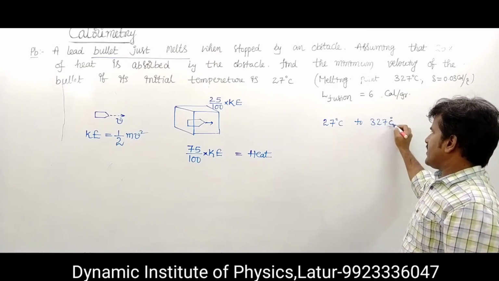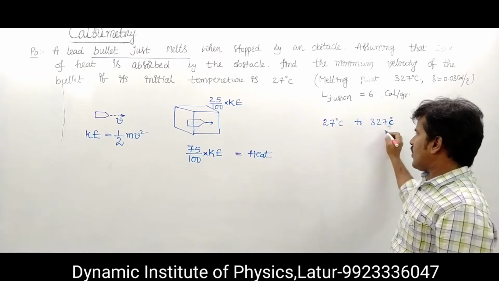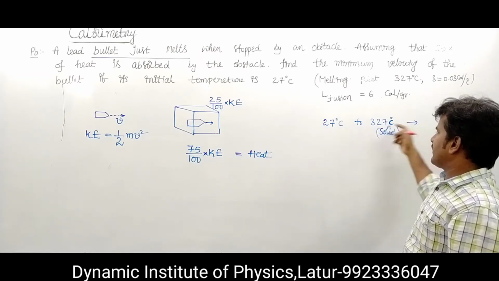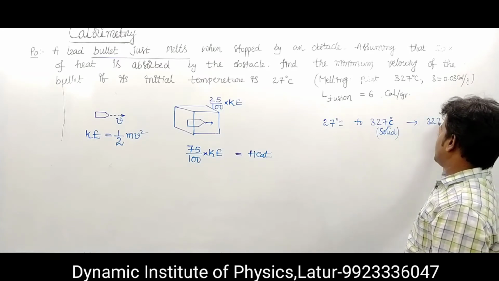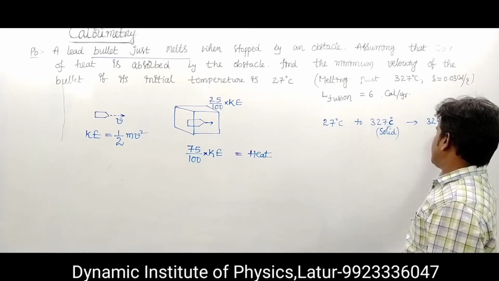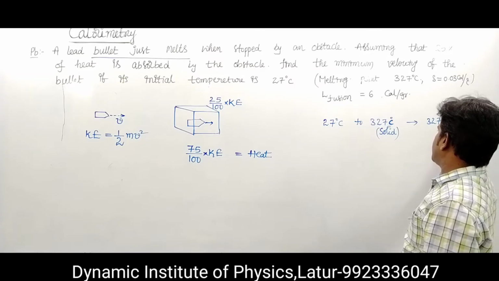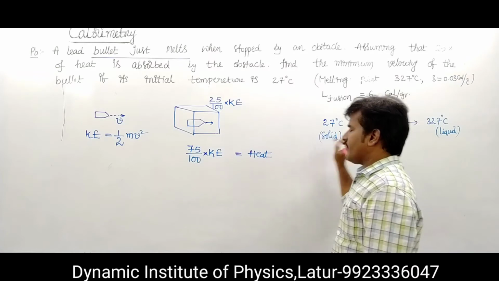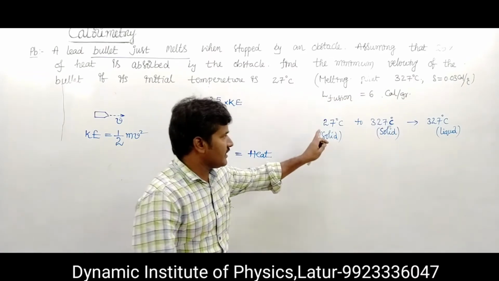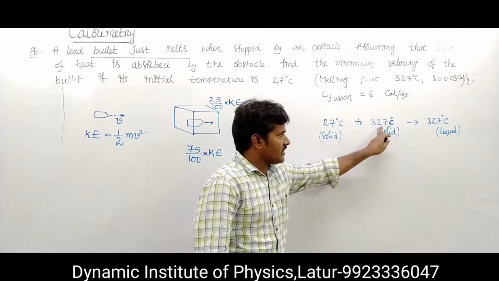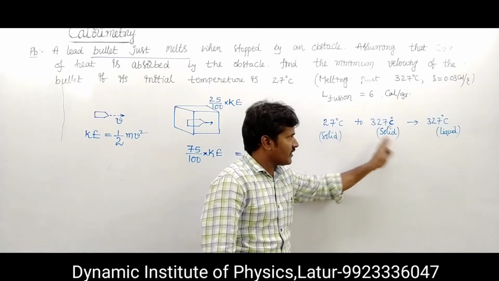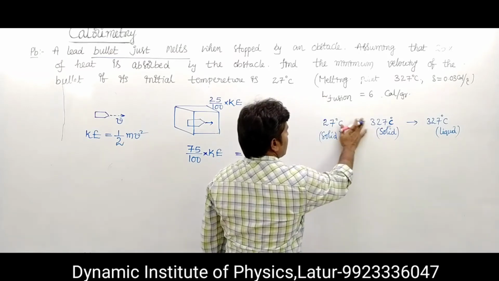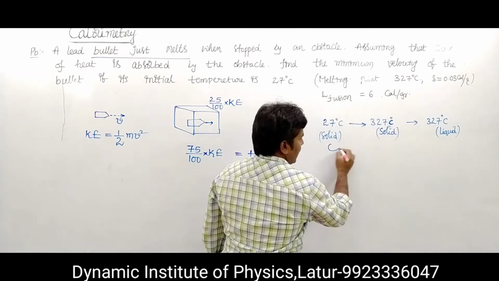At 327 degrees centigrade, the bullet is in solid form, and this solid is converted into liquid form. Initially the bullet is solid at 27 degrees centigrade, and it reaches 327 degrees centigrade as a solid, then converts into liquid. So first the temperature increases.